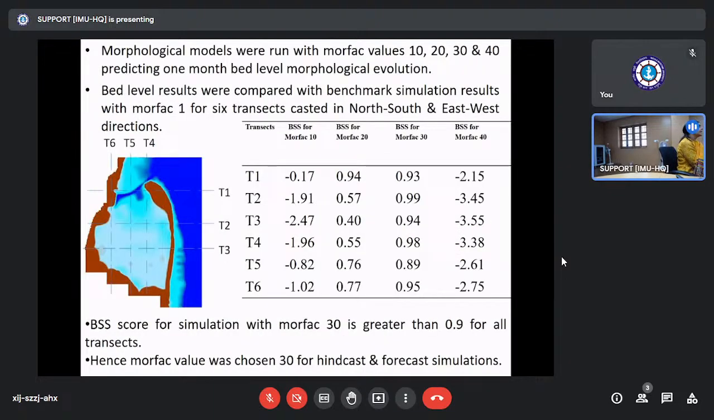So I had taken MORPHACs 10, 20, 30, and 40, and have compared the simulations for 6 transects cast inside the bay, 3 from the west to east direction, and 3 from the north to south direction. The resultant bathymetry was used to extract the depth, the bathymetry of those points, and they were compared using the Brier Skill Score. So for these 6 transects, it was found that MORPHAC 30 gave very good results. So MORPHAC 30 was used for hindcast and forecast simulations.